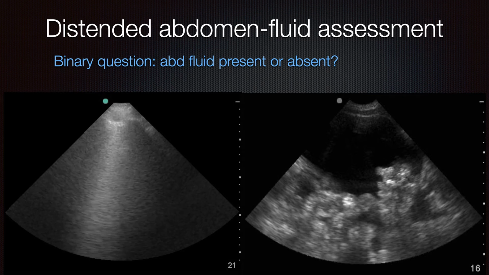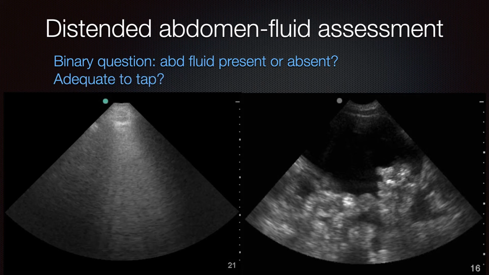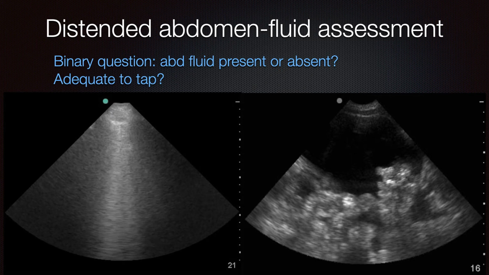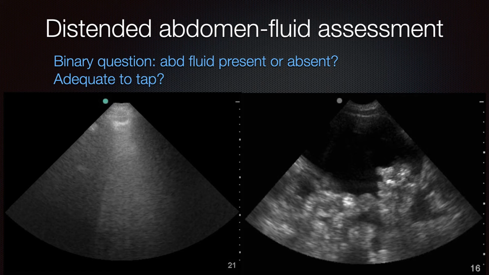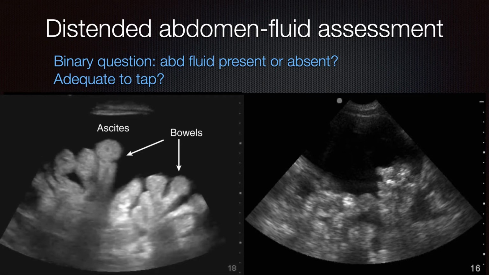The other question you can answer is, when you do find a pocket, is it an adequate amount to tap or not? And this you can see on the side with the hashtag markers. This is about 7 centimeters deep and would be very safe to tap with someone with the skill to do paracentesis. So again, just another look. The black is the fluid or the ascites, and the bowels you can see here looped with the mesentery.